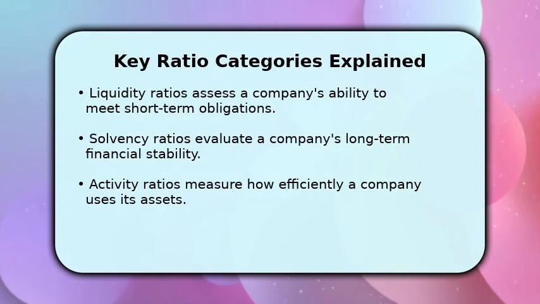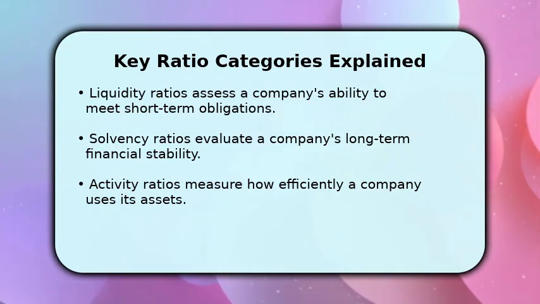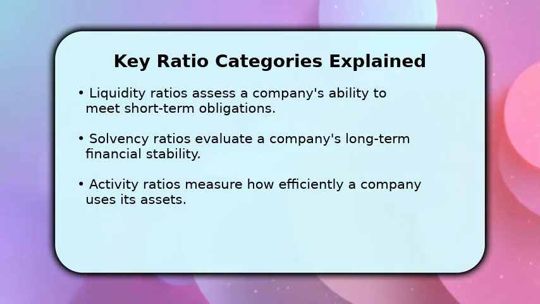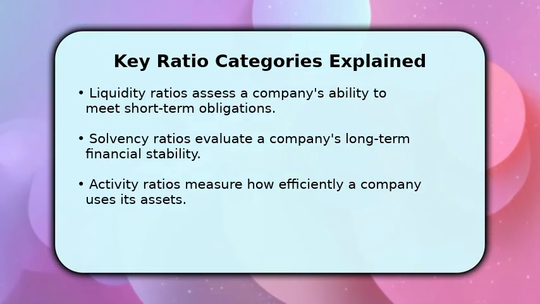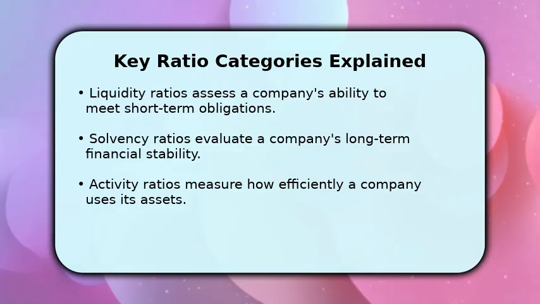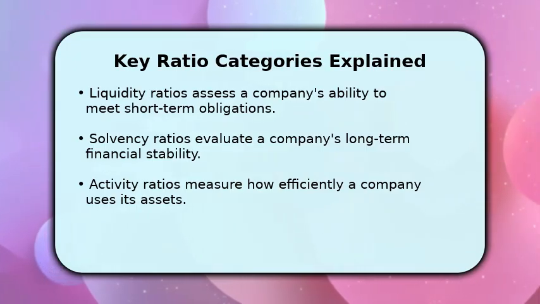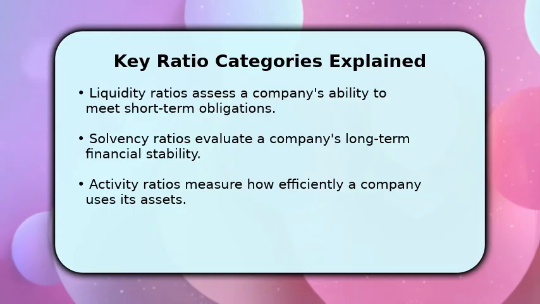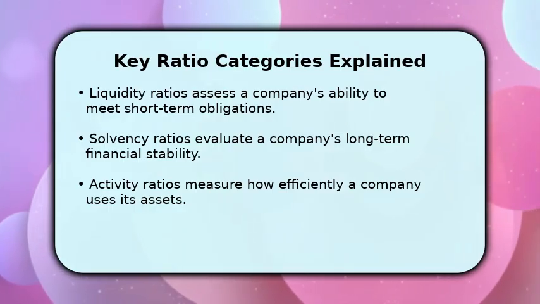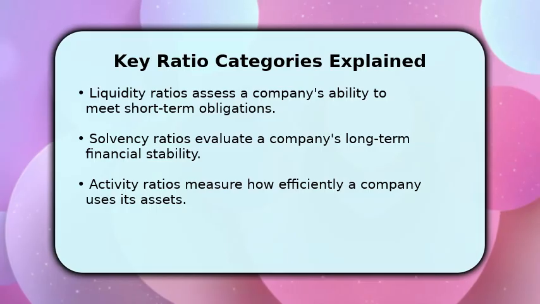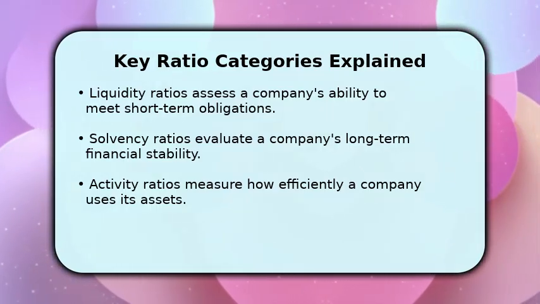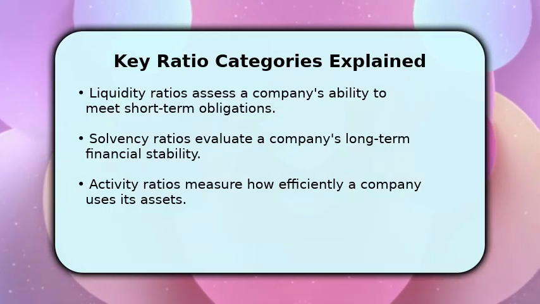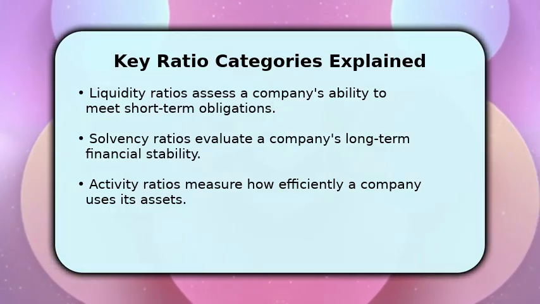Let's dive into the four main categories of accounting ratios. Liquidity ratios, like the current ratio, show if a company can cover its immediate debts. Solvency ratios, such as debt to equity, reveal long-term financial stability. Activity ratios, including inventory turnover, measure how efficiently assets are used. Finally, profitability ratios, like gross profit margin, tell us how well a company generates earnings from its operations. Each category offers unique insights.